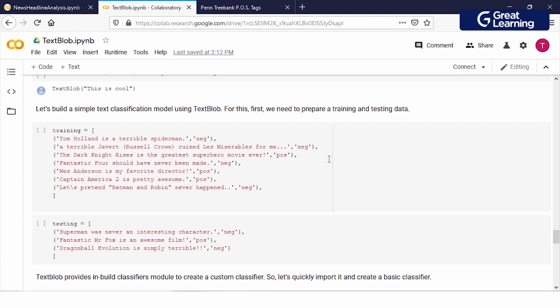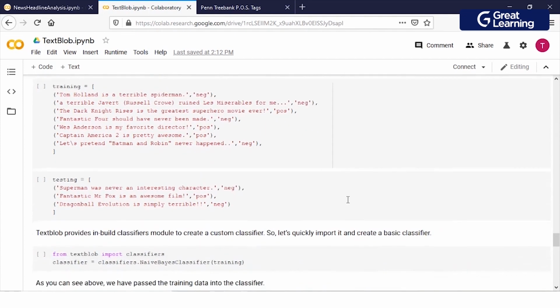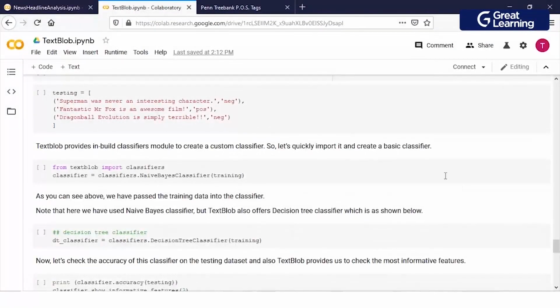Then I wrote, a terrible Javert ruined Les Misérables for me. Again negative. The Dark Knight Rises is the greatest superhero movie ever. Positive. So I did this on my own, just took some sentences and classified them as good or bad sentences. Then I did the same thing on the testing side as well.